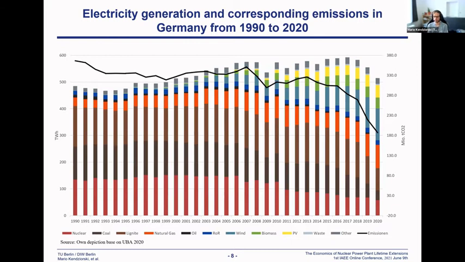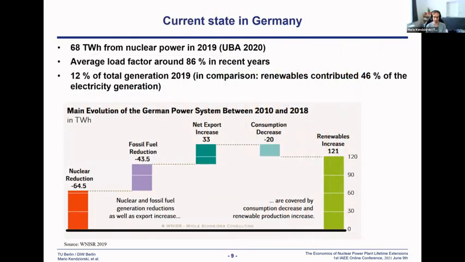But we see also that the decrease in emissions is mainly caused by the deployment of renewables, because one key argument for the extension of nuclear power plant lifetimes is that this would lead to an increase of fossil generation, which is actually not what we want in order to decarbonize our system. However, if we take a look at Germany, at least, this is not the case.